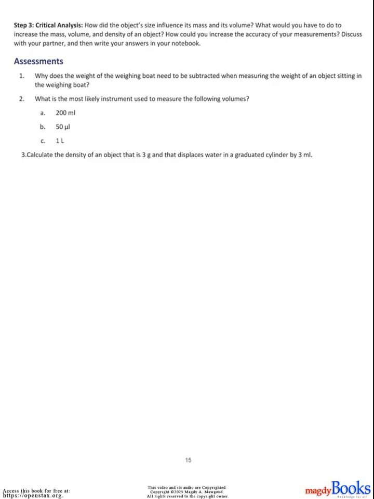G. Assessments. 1. Why does the weight of the weighing boat need to be subtracted when measuring the weight of an object sitting in the weighing boat? 2. What is the most likely instrument used to measure the following volumes? A. 200 milliliter. B. 50 microliter. C. 1 liter. 3. Calculate the density of an object that is 3 gram and that displaces water in a graduated cylinder by 3 milliliter.